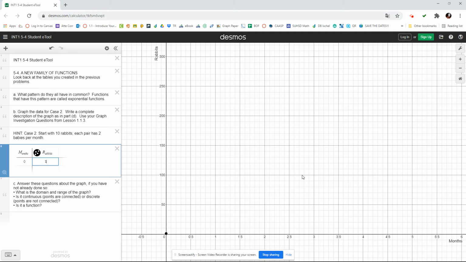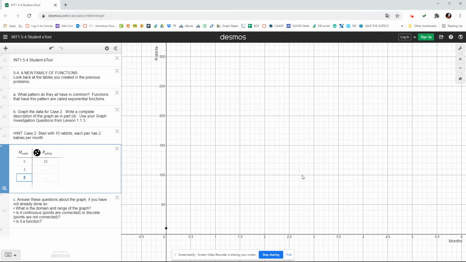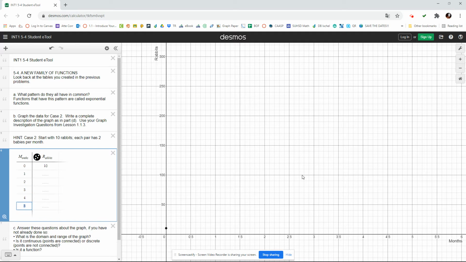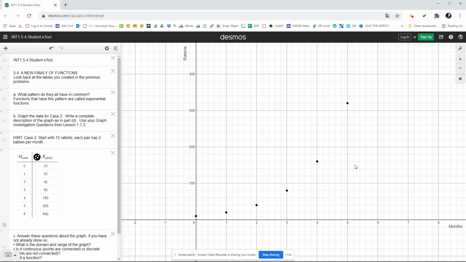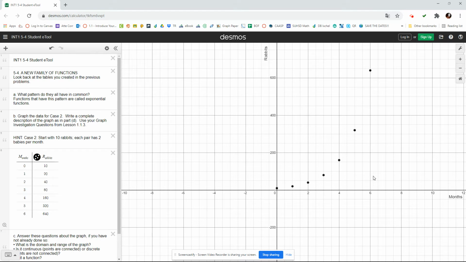We started off with 10, and if you notice, the first point has been plotted already. That was after the first month, second month. Let's do about 6 months in total. After the first month, they doubled up, so we had 20, and then 40, not 30, sorry, and then 80. We're doubling them up. Then 160, 320, and then 640. That's as far as we can go right now, but if you zoom out, you can see the last point over here.